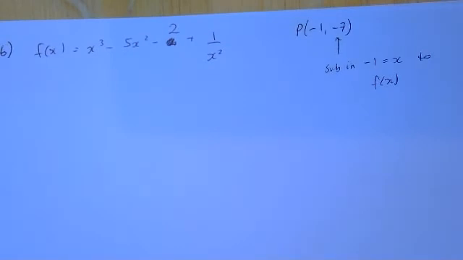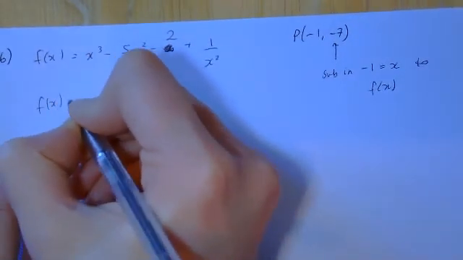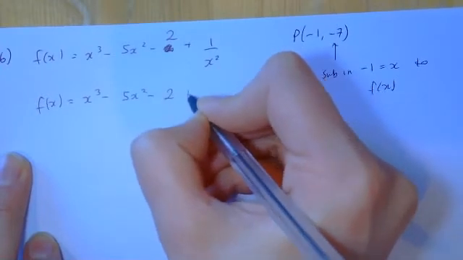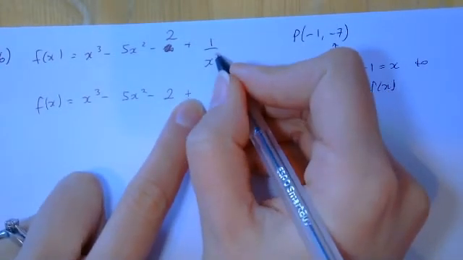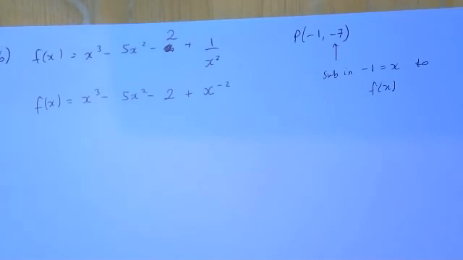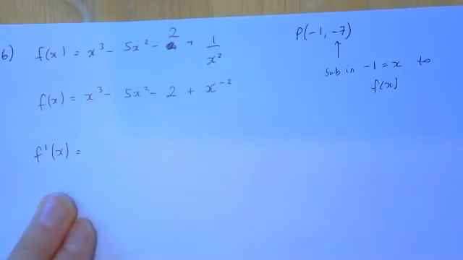Right. I need the normal. So I know I'm hoping for a y equals mx plus c. So I need an m. Now we know that m is gradient, and we know that we find the gradient by differentiating. So I'm going to rewrite my f of x. I'm not differentiating now. I'm rewriting it in a differentiable way. So instead of 1 over x squared, I'm going to write that as x to the minus 2.